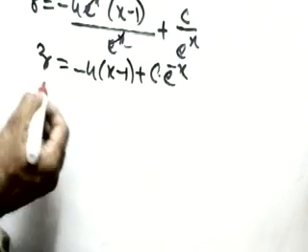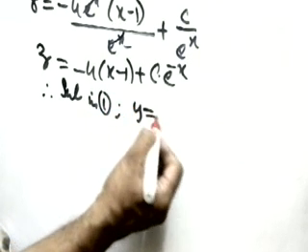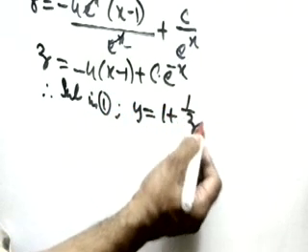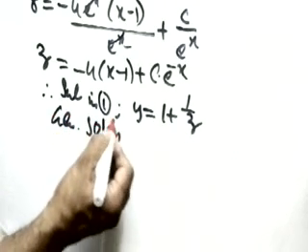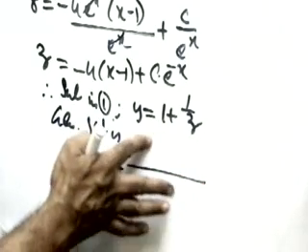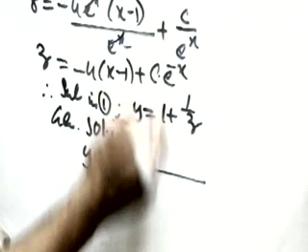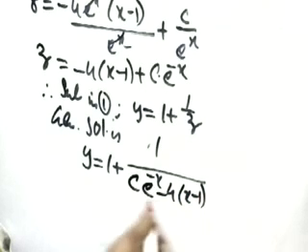Now lastly we have to substitute this value in the given question. Therefore, substituting in y equals 1 plus 1 by z, you will get the solution. Therefore the general solution is y equals 1 plus 1 by z. The value of z we got, I am writing the plus term first: c into e power minus x minus 4 into x minus 1. So this is the solution for the given question: y equals 1 plus 1 by c into e power minus x minus 4 into x minus 1.